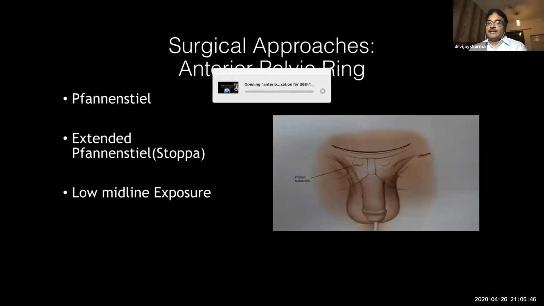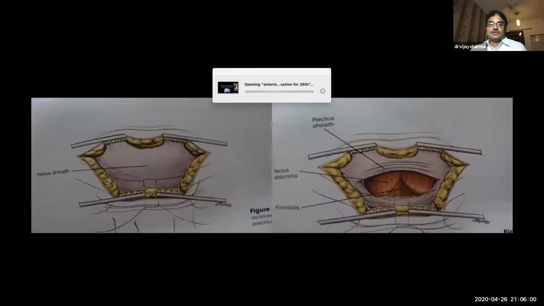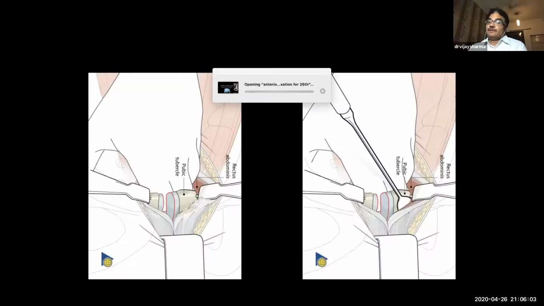Approach is Pfannenstiel, and if you want to go lateral, obviously you can use an extended Pfannenstiel incision, Stoppa, and low midline exposure. Obviously, whenever you are doing it in emergency situations where laparotomy is also done, you can extend the incision down, and you can get away by fixing the symphyseal disruptions. In type C disruptions, you will find one side of the rectus already torn. So rectus attaches on the anterior side, so you have to make a way superiorly. And just lateral to the pubic tubercle, if you apply a Hohmann on both sides, that will aid in reduction of the pubic symphyseal disruption.